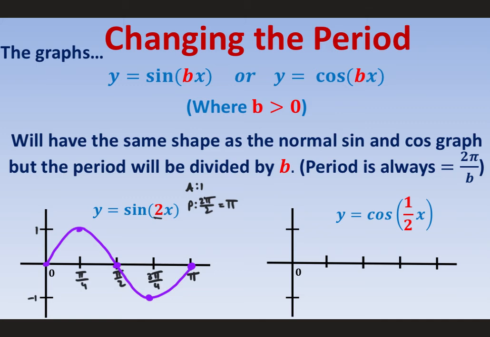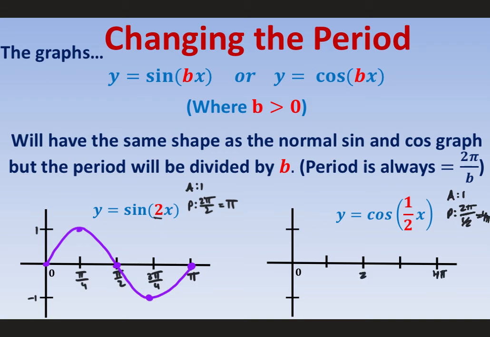Our second example, pretty similar, different period though. So our amplitude is 1. Our period is going to be 2 pi divided by 1/2. When we divide by a half, we multiply by the reciprocal, so we get a 4 pi for our period. So that means our fourth mark is 4 pi.